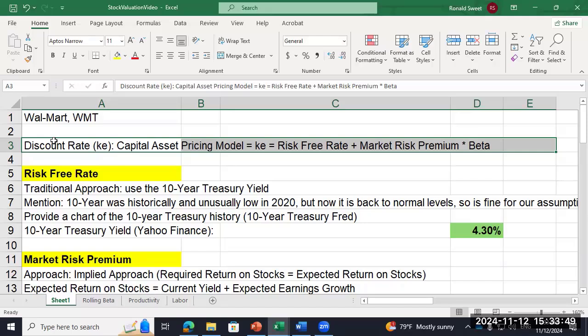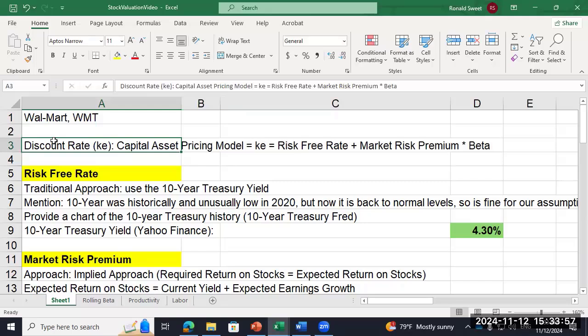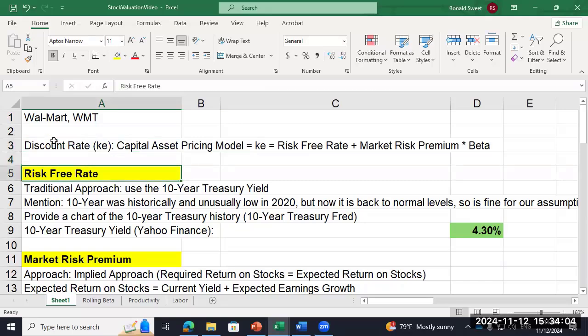Your boss knows all of this, so you talk to your boss as if they know it. If they don't know it, then you jump in and explain it. But write your paper like you're writing to a portfolio manager, not to someone who knows nothing about finance. So for the risk-free rate, I've kept this pretty simple.